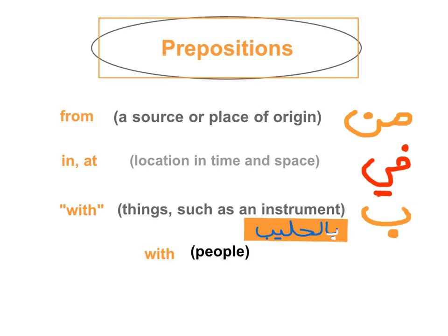When you use the preposition with people, then we say ma'a. For instance, if I want to say I'm with my friend, I would say أنا مع صديقي.